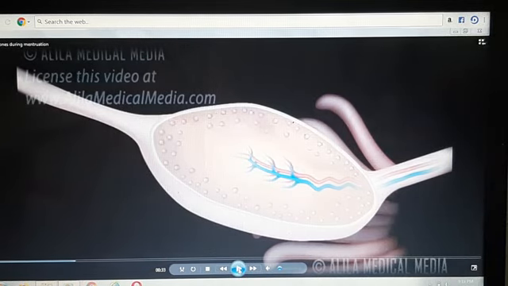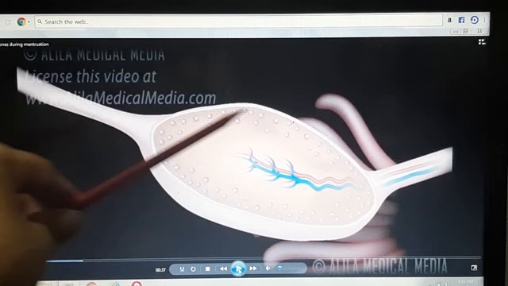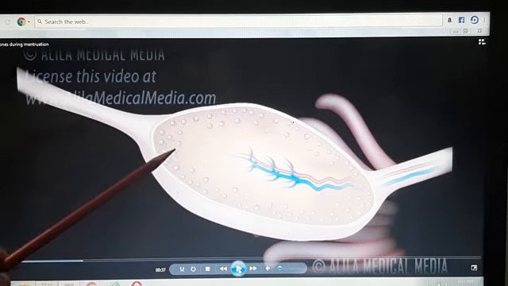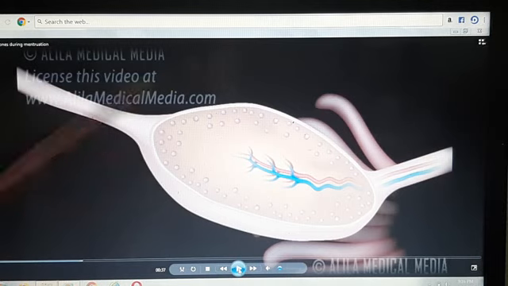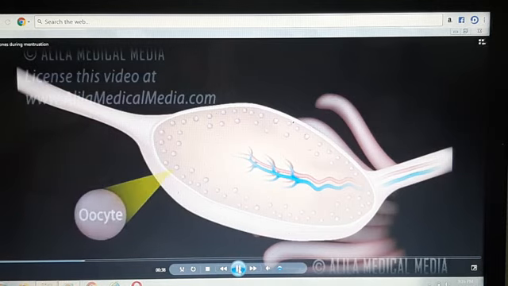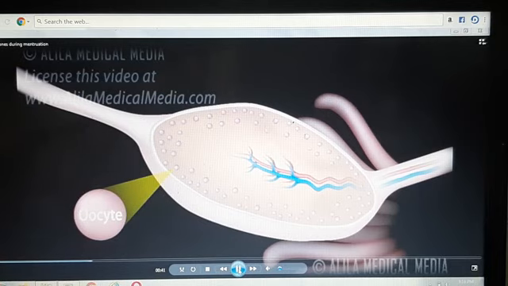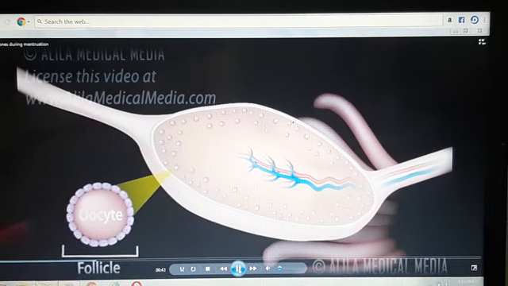Now let's look at the changes that take place. So here you can see the ovary, and the ovary has many tiny oocytes or tiny immature eggs, and the oocytes are present within a ball of tiny cells, surrounded by tiny cells, and this is called a primordial or primary follicle.